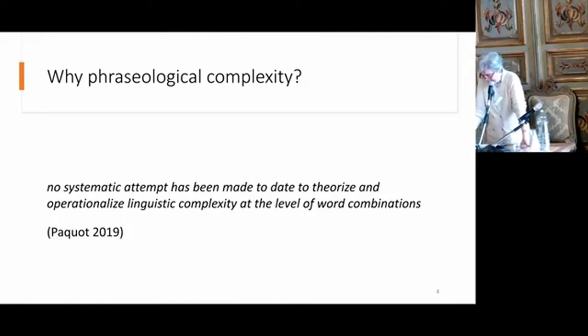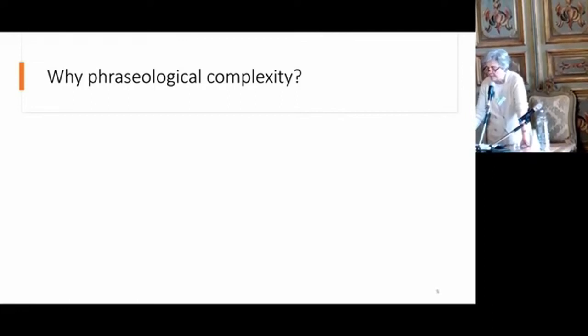So this is what Paquot claimed while she was attempting for the first time to define phraseological complexity, and it was around the same time as we were writing our grant application for this project. So we decided to investigate phraseological complexity because it was almost uninvestigated at that time, and because it was a really inspiring topic. It was really inspiring, and it was also really difficult and challenging.